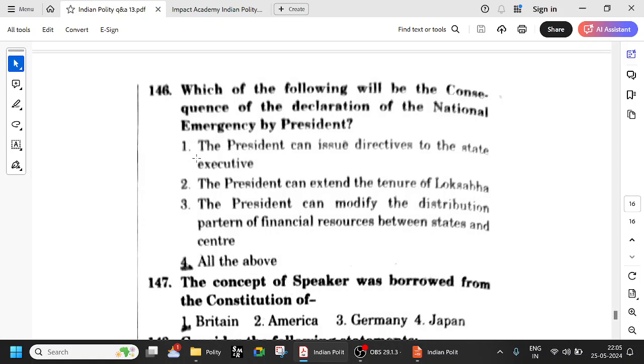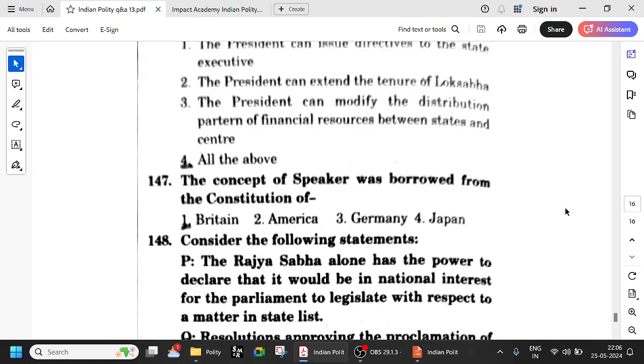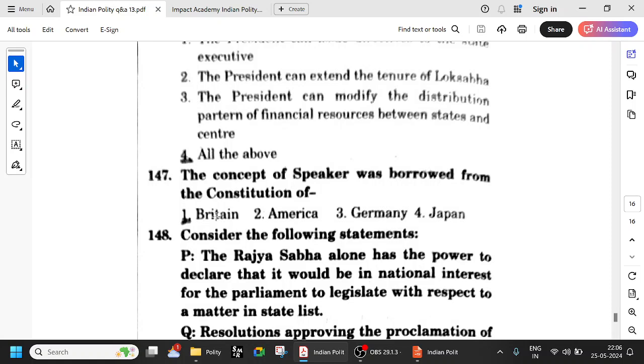So, if an emergency has been declared, the President can issue directives to the state executive. That will be there. The President can extend the tenure of the Lok Sabha definitely, okay, by 1 year each, right? The President can modify the distribution pattern of financial resources between the states and center definitely. Okay, so when there is a national emergency, Article 352, the President can do all these things. The concept of Speaker was borrowed from the Constitution of Britain.